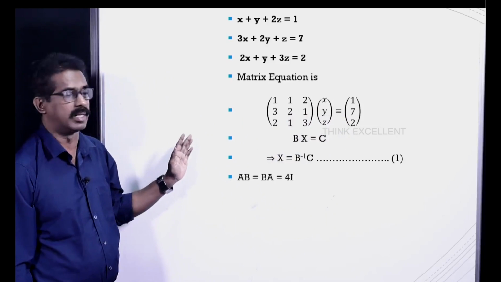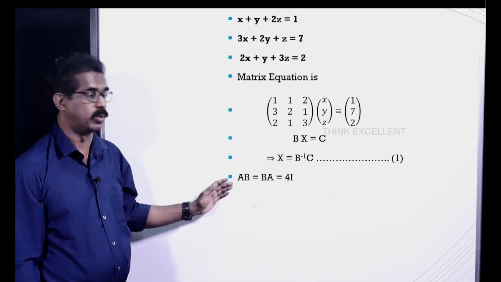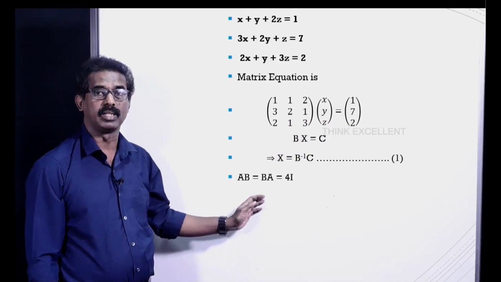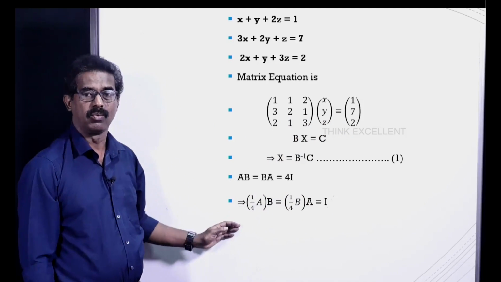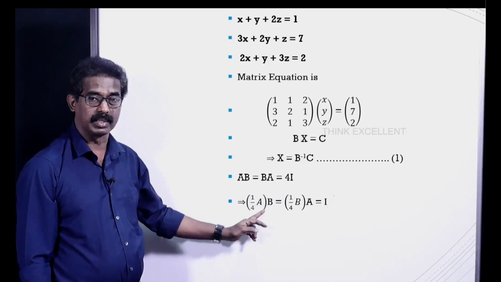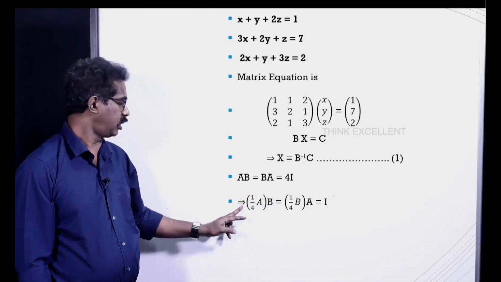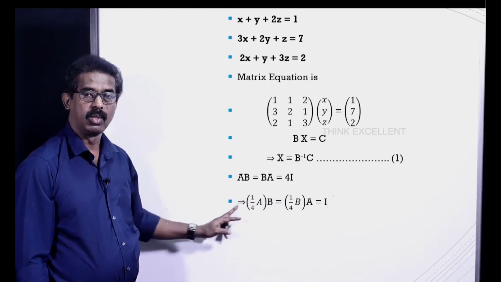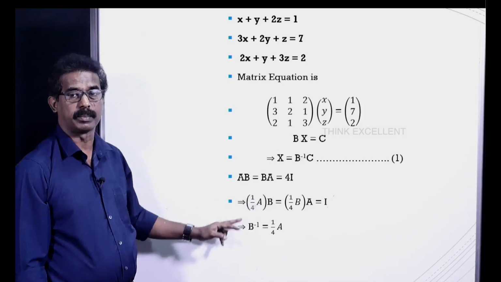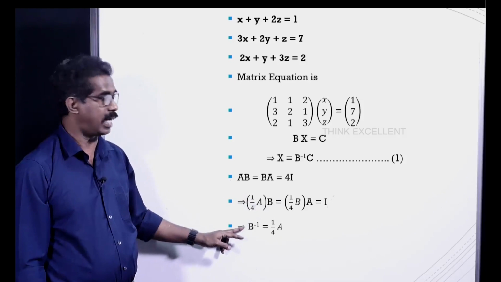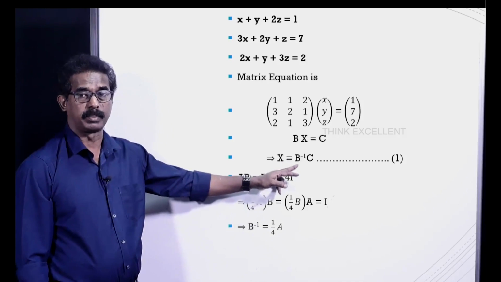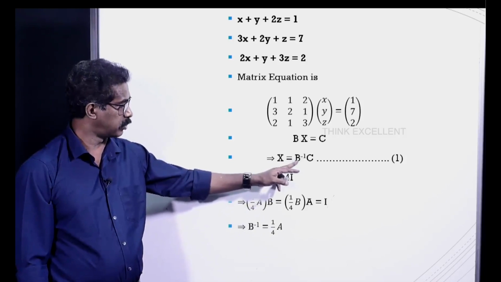To find B inverse, you start from what we proved first. AB equal to BA is equal to 4I. So dividing by 4. We want B inverse, right? So from here you can find B's inverse is 1 by 4 into A. Okay, so B's inverse is 1 by 4 into A. So that value you substitute. So this is B inverse. That B inverse you have to substitute here, in the first equation.